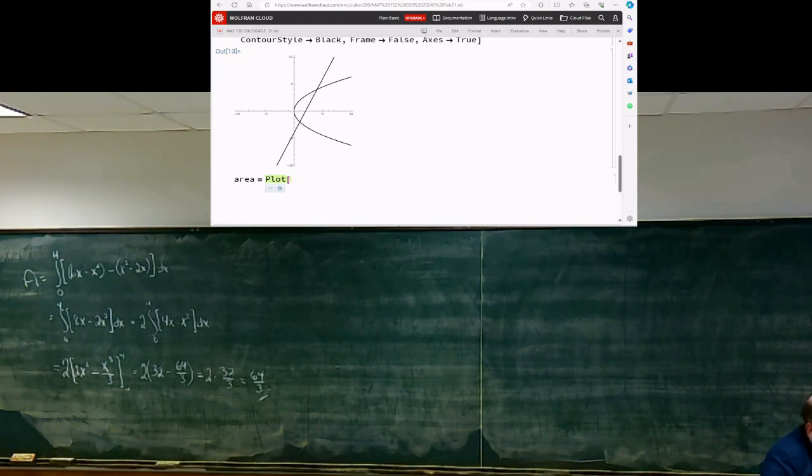Thankfully, this is a nice one that we can do. We have 3 curves to consider. This upper curve, this lower curve, and then the line.